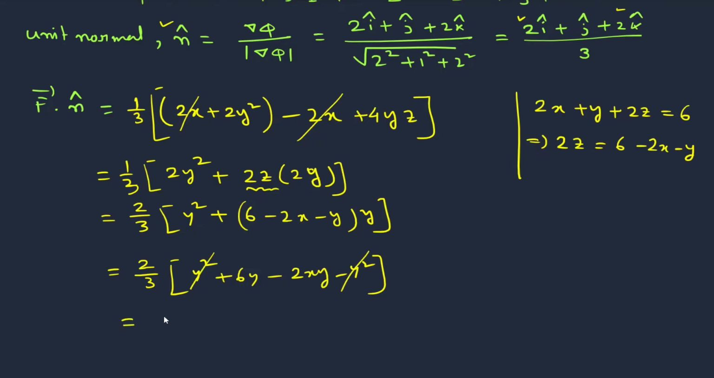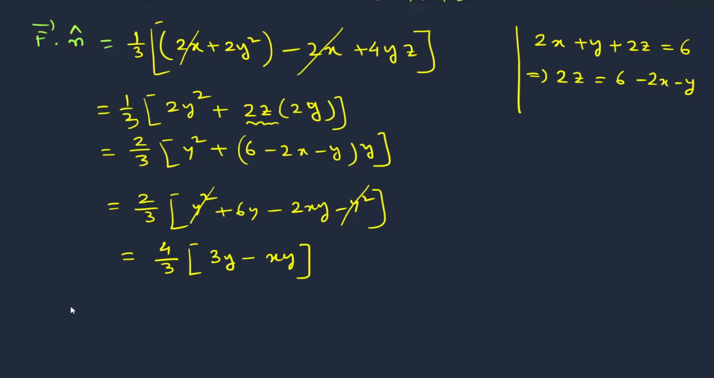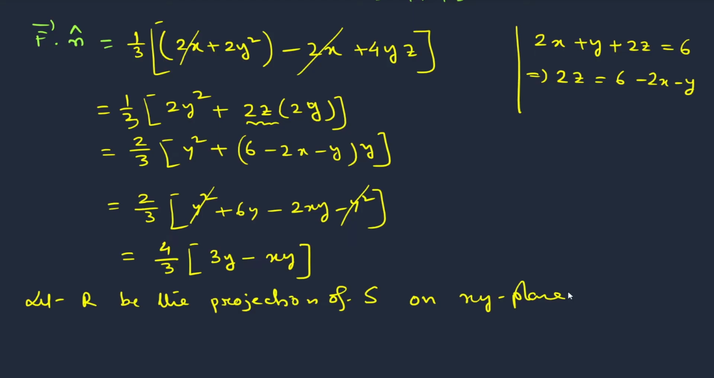So what we have, we can take 2 common, 4 by 3, and then how much? 3y minus xy, since we have taken 2 common, right? So this is the value of f bar dot n cap. Now, you remember in the definition we wrote like this, let r be the projection of surface S on which plane? On the xy plane. So what will be the formula then?